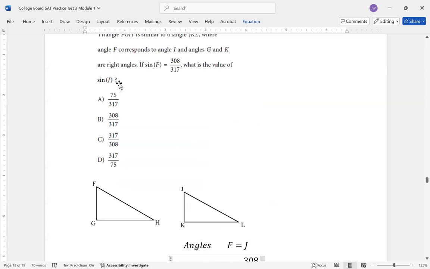And this is what we're asked for. What is the value of sine of J? Well, since J is equal to F, sine of F is equal to sine of J is equal to 308 over 317. And that's option B. So B is the answer to question 17.